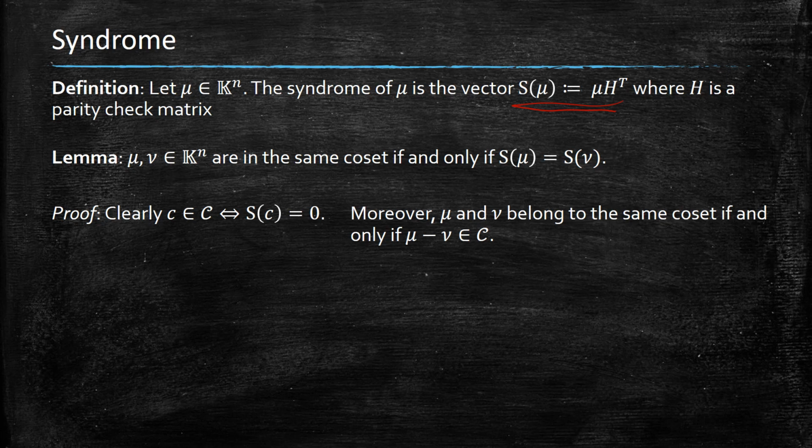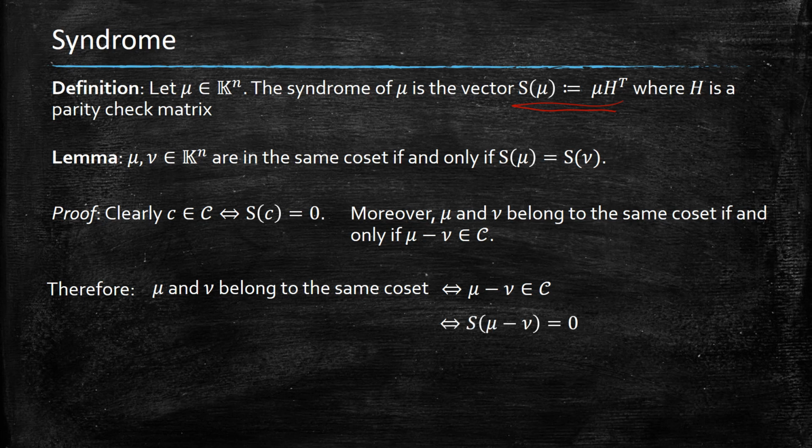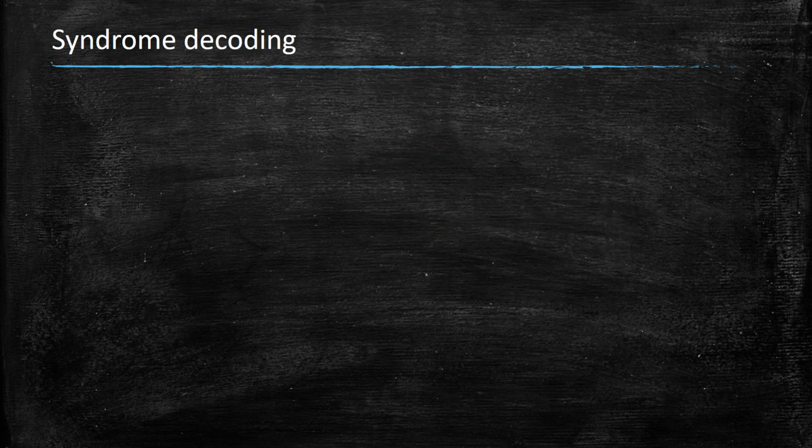Now, a syndrome is linear, and belonging to the same coset is the same as their difference being in the code. So mu and v belonging to the same coset is equivalent to mu minus v being in the code, which is equivalent to the syndrome of mu minus v being 0, which by linearity of matrix and vector multiplication means the syndrome of mu minus the syndrome of v is equal to 0. So these syndromes are equal. Okay, so we have a very easy characterization of belonging to the same coset, which will come in very handy for what we call syndrome decoding.